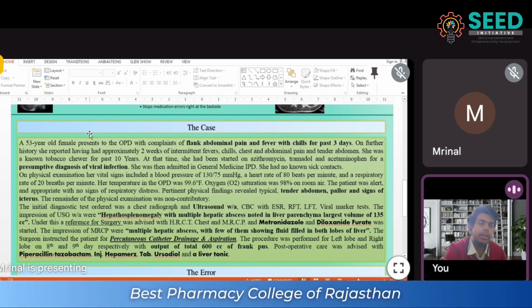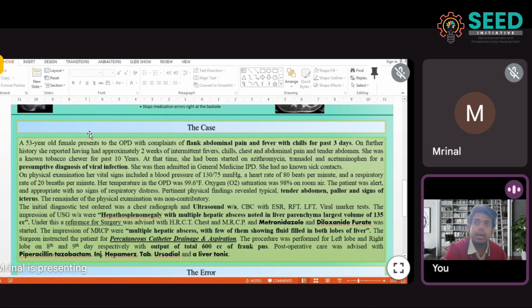She was admitted to the IPD, in the General Medicine Department. She had no sick contacts, and on physical examination her vitals, which included her blood pressure, were 130 by 75 mmHg, a heart rate of 80 beats per minute, and a respiratory rate of 20 breaths per minute. So you can see that all her vitals were normal, but she was still presenting with fever, chills, and abdominal pain.